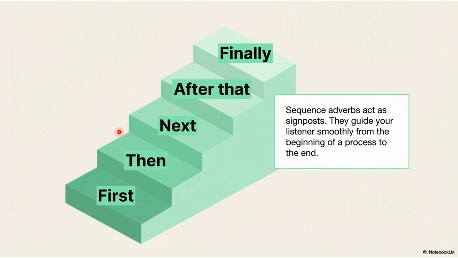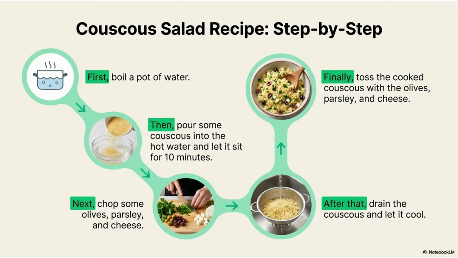Okay, but here I have an explanation. Pretty easy. So we normally have the sequence adverbs, which are first, followed by then, followed by next, followed by after that, followed by finally. So sequence adverbs act as signposts. They guide your listener smoothly from the beginning of a process to the end. For example, first, boil a pot of water, then pour some couscous into the hot water and let it sit for 10 minutes.